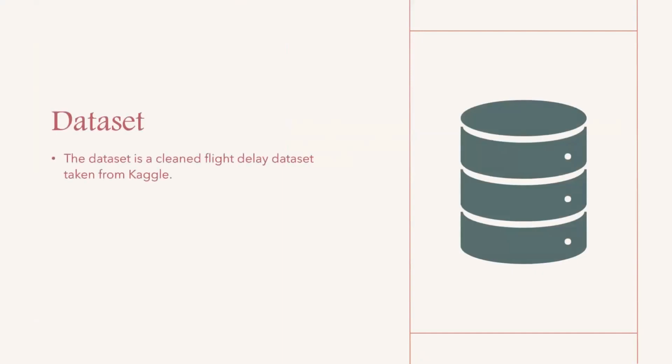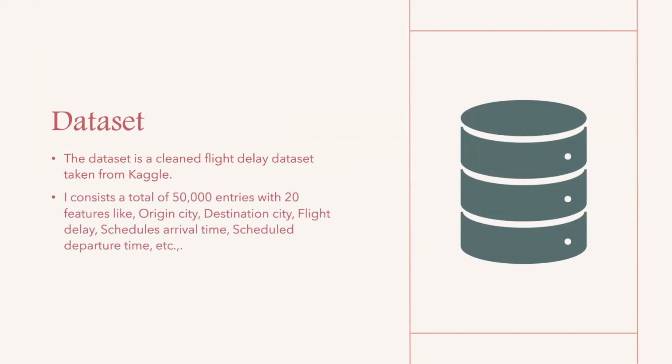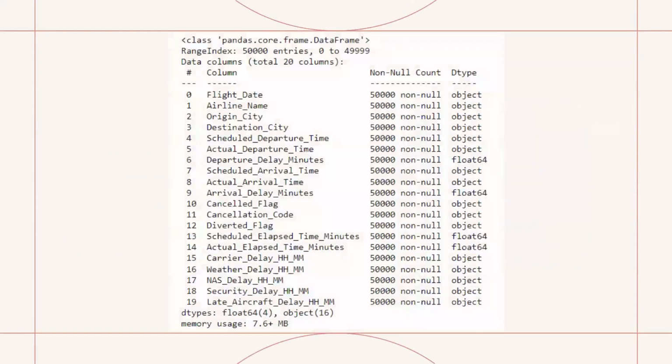So the data set that I've chosen is a clean flight delay data set that I've taken from Kaggle, as previously mentioned. So this data set consists of 50,000 entries with 20 different features like origin city, destination city, flight delay, flight number, scheduled arrival time, scheduled departure time, and departure delayed minutes, etc. This is a screenshot that I've taken as an example to show the features that are given in the dataset.